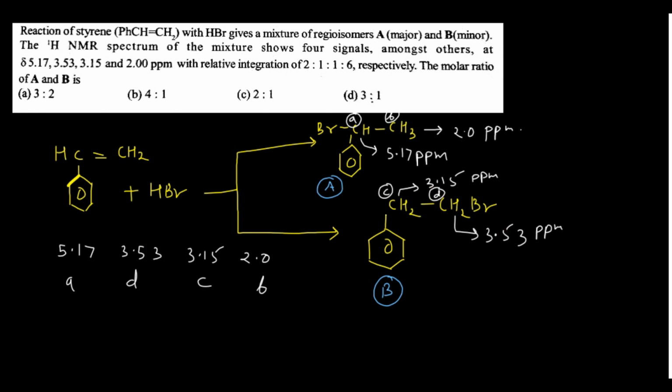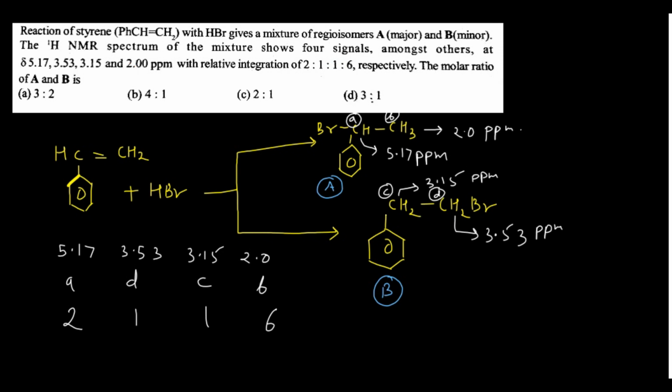Now if you check, the intensity is again in the order of these chemical shifts. So 2 is for A. So here you can write the intensity 2. And next intensity is 1, which is for D, another is 1, which is for C, and then 6, which is for B. This is very important, that the order of the chemical shift corresponds to the 2, 1, 1, 6. That's why it is written respectively here, because 5.17 corresponds to 2, 3.53 corresponds to 1, 3.15 corresponds to 1, and 2.0 corresponds to 6, right?